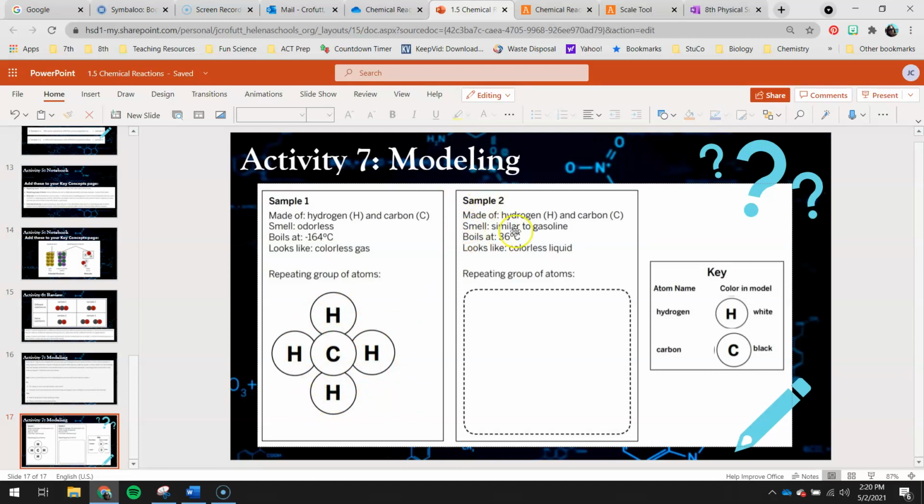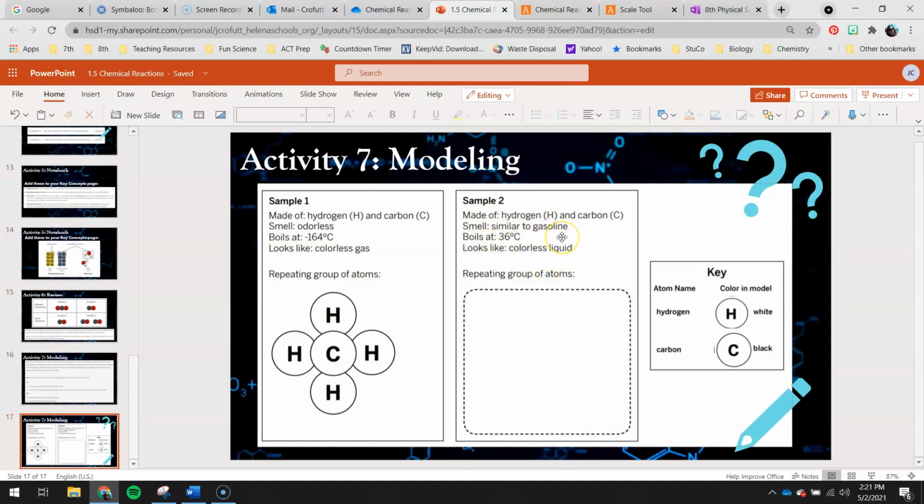We know sample 2 is different because even though it's made out of carbon and hydrogen, it's similar to gasoline, and we all know gasoline has an odor, whereas sample 1 is odorless. It boils at 36 degrees Celsius, so that means it's a liquid at room temperature. Remember, room temperature is between 20 and 25 degrees Celsius, so it hasn't boiled and turned into a gas yet. It is a liquid at room temperature, and it looks like a colorless liquid.